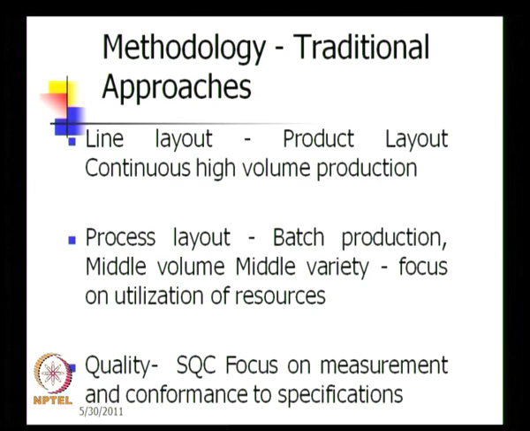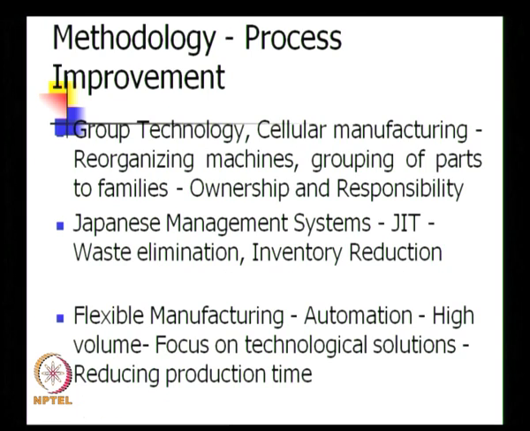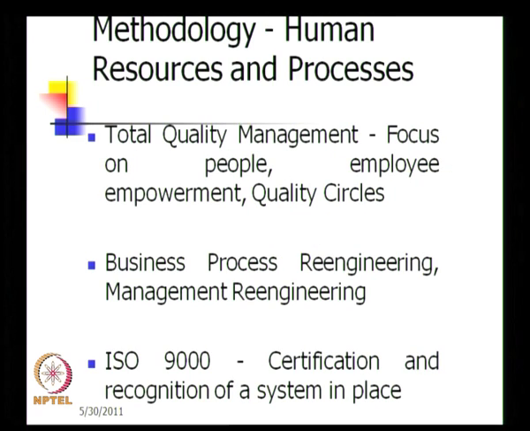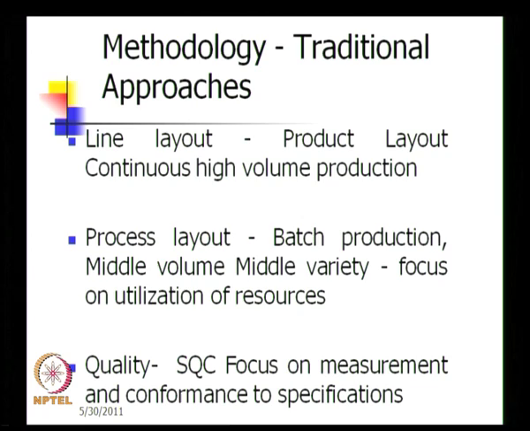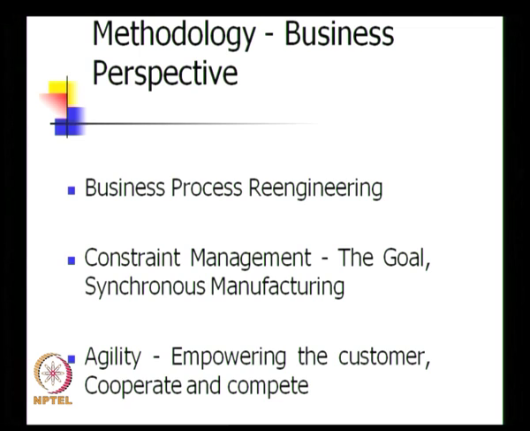Now, what we will actually do is to trace and understand how manufacturing systems evolved to meet these requirements, and these are given under 4 heads, which are methodologies of traditional approaches, methodologies based on process improvement, methodologies based on human resources and processes, methodologies based on information systems and decisions. Now, we will look at each one of these in much more detail in the next lecture, and then start with our discussions on some of these in the process improvement, which are essentially group technology, cellular manufacturing, JIT systems, flexible manufacturing systems as you see here, and we would look at a little bit of constraint management or synchronous manufacturing as part of this course.